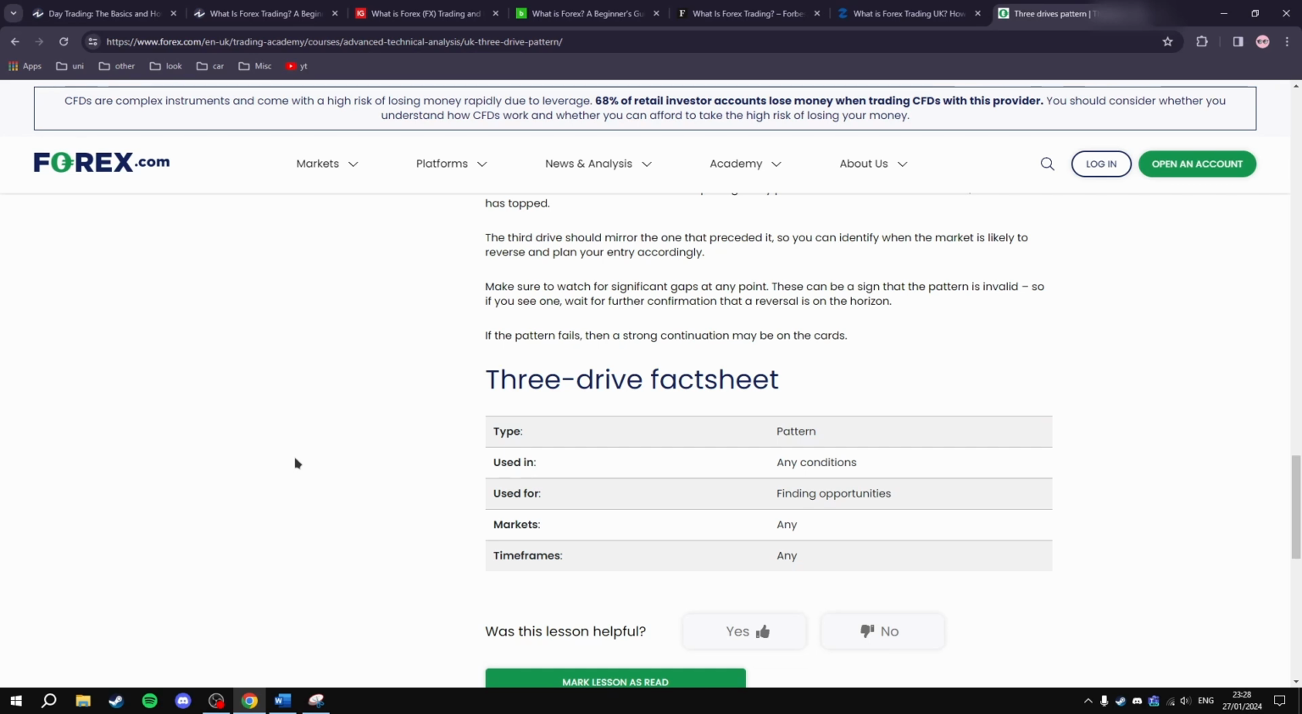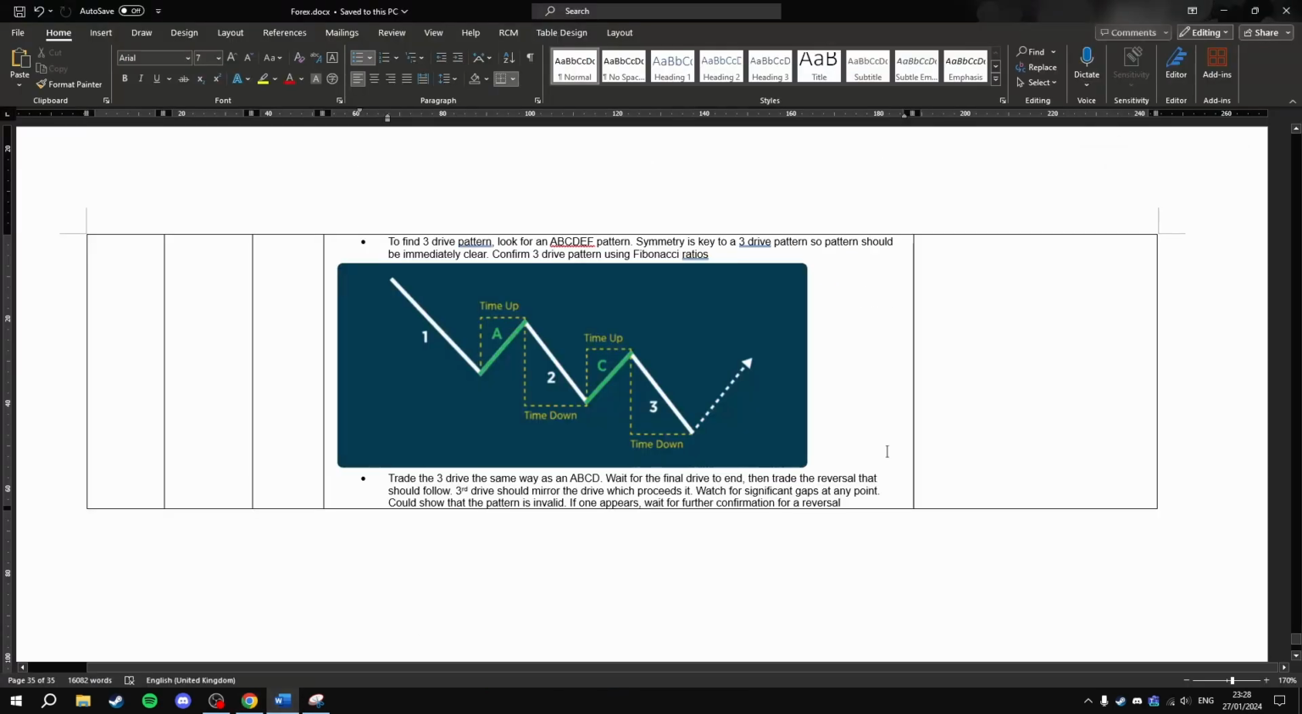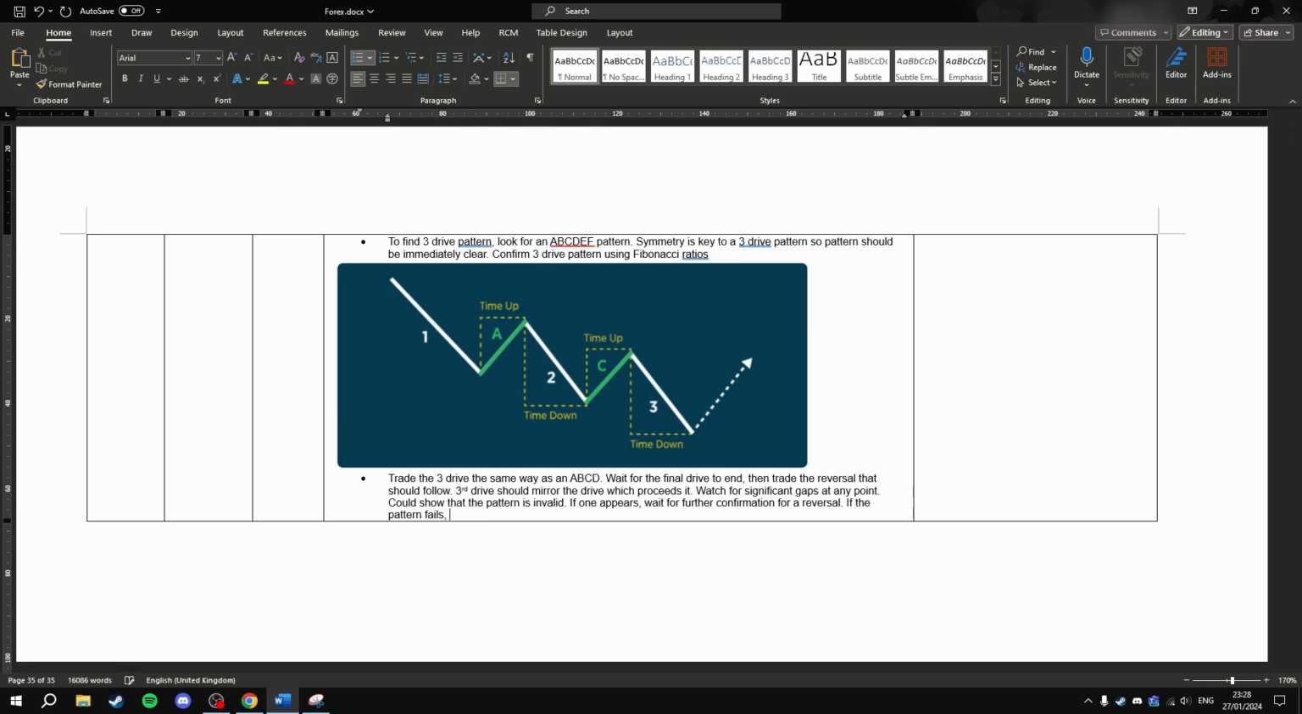If the pattern fails, then a strong continuation may be on the cards.